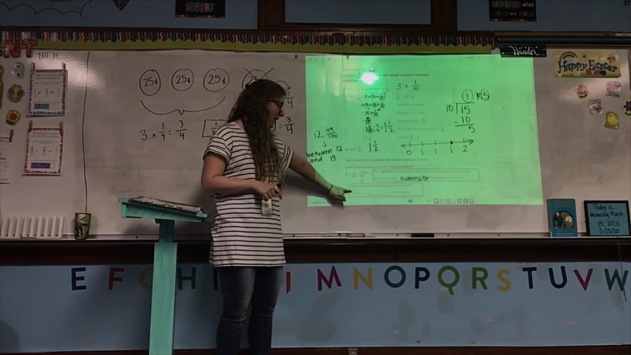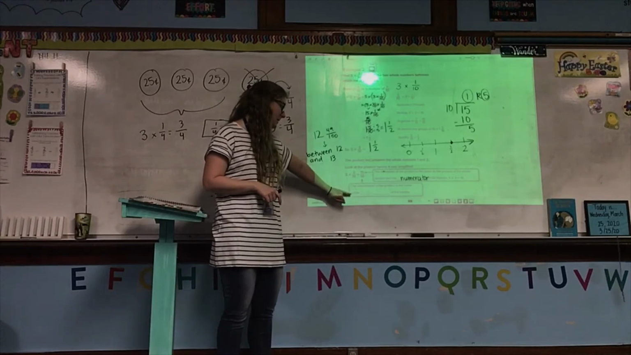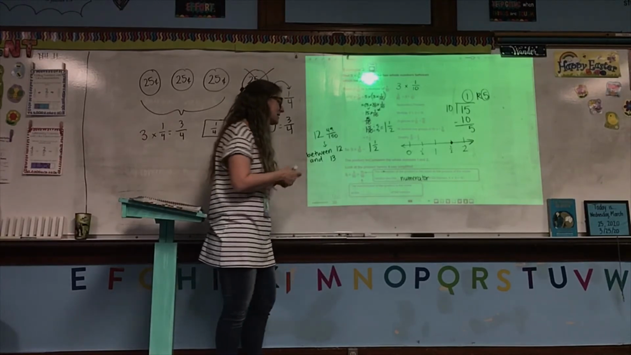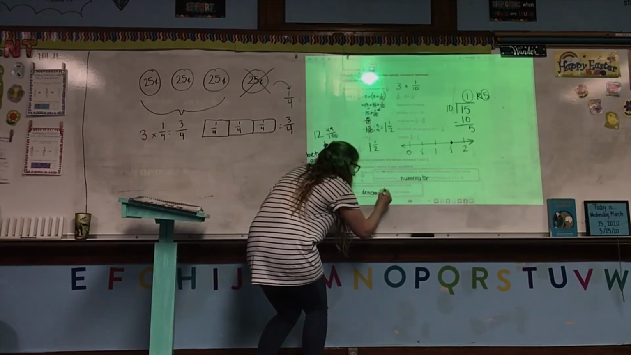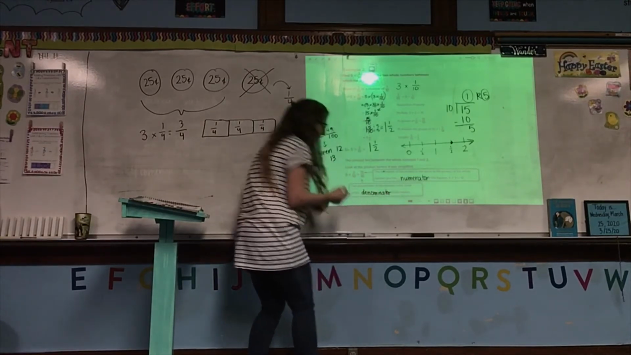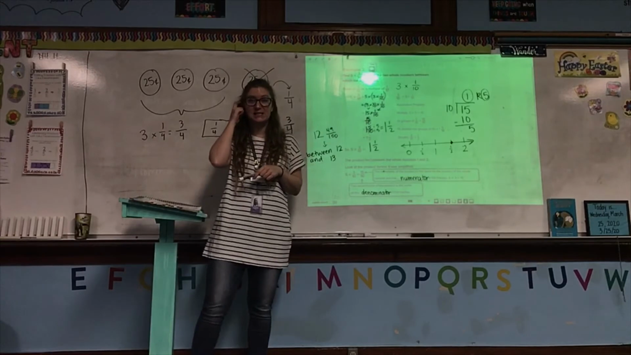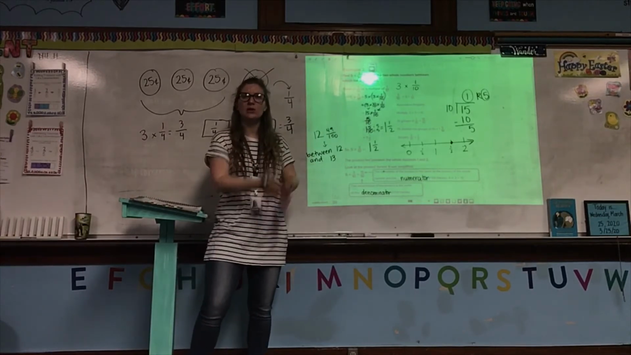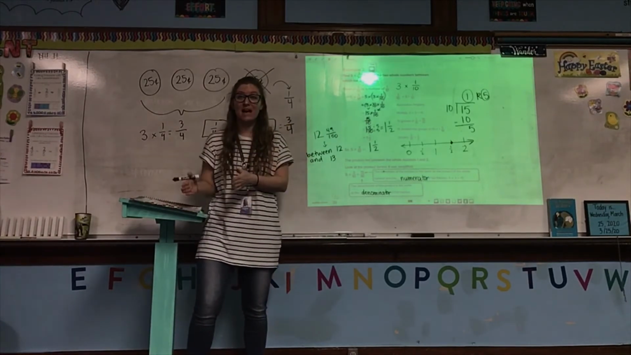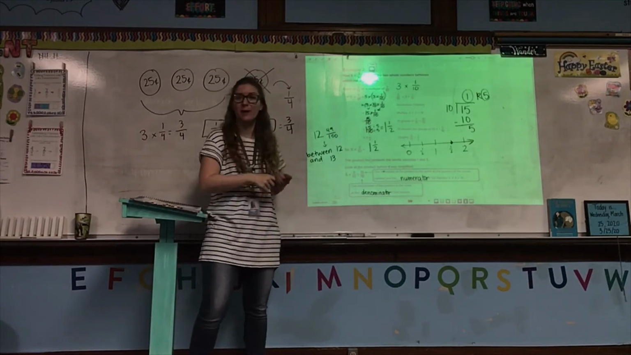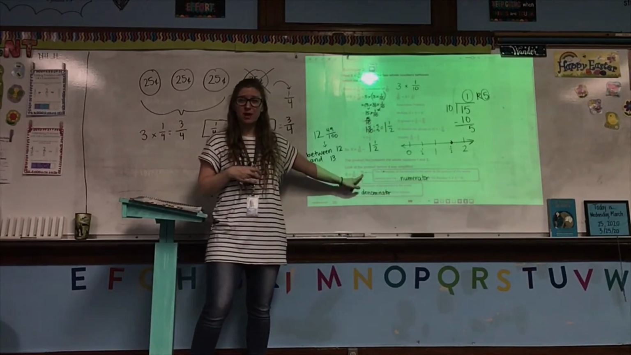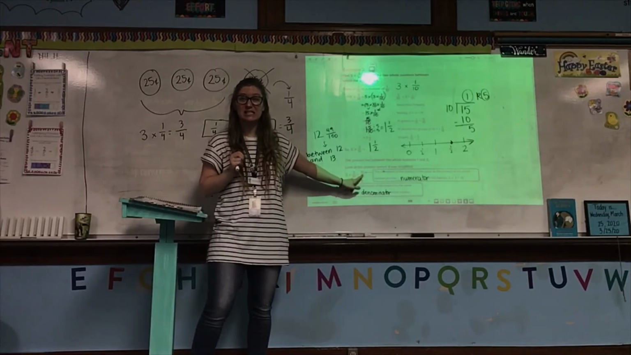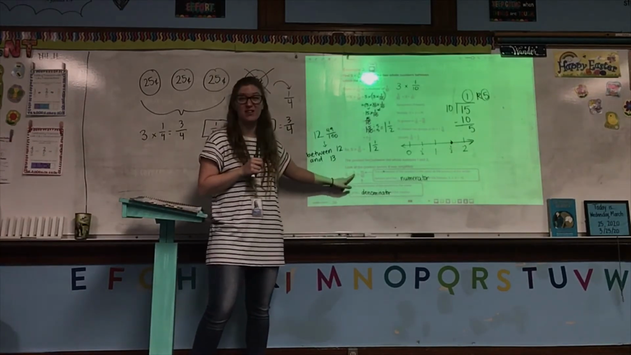Now look at this other box. The denominator of the product is the same as the denominator of the fraction. Again, not a coincidence. Every time you multiply a whole number by a fraction, the numerator of your product is going to be the same as the product of the whole number and the numerator.